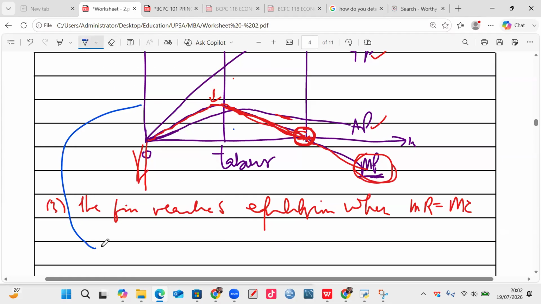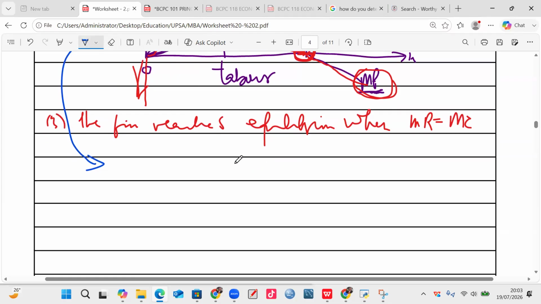That's all. So I'm done with anything on production. These are the areas your question will come from. So interpretation of the stages in production.